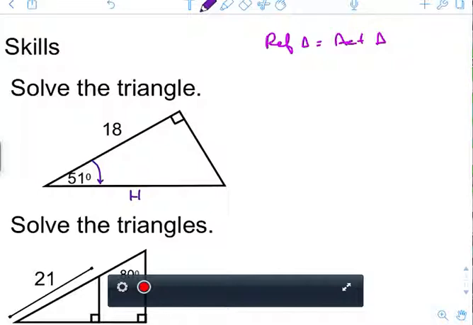I'm going to call this H. That's for hypotenuse. It's hypotenuse because it's crossing the right angle. I'm going to call this one OP because it's going to be the opposite, and O looks too much like 0, so OP makes more sense to me.